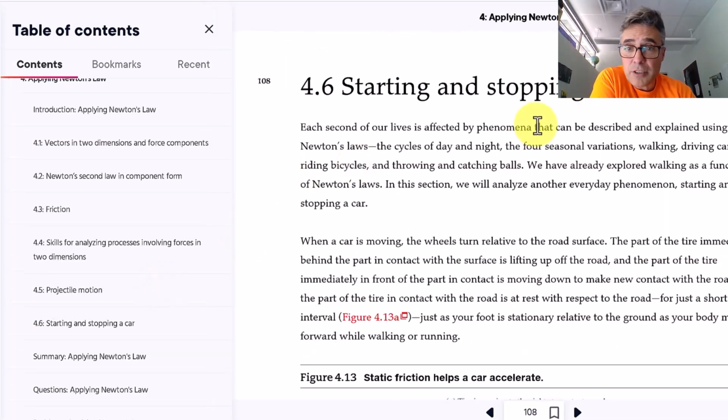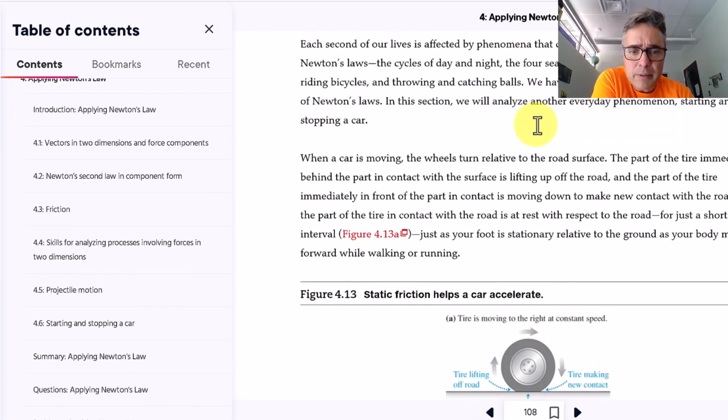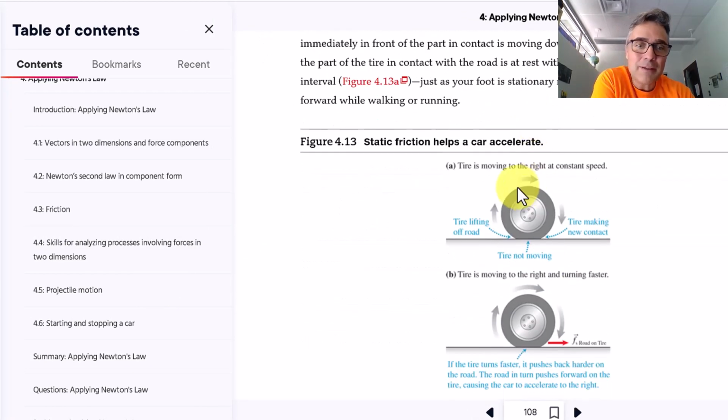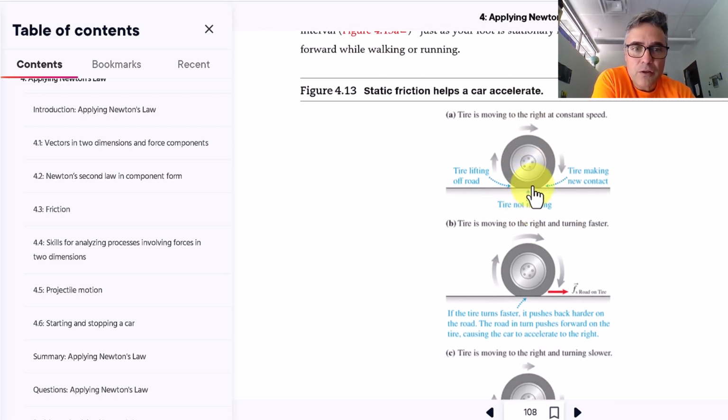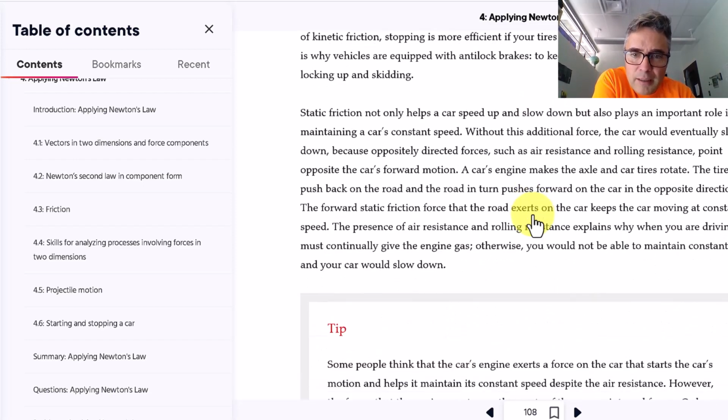And the last section, 4.6 from Chapter 4, is called Starting and Stopping a Car. It's all about this whole thing about rolling without slipping. So she makes this argument that right at the very bottom of the wheel, even if the car is going along, the bottom part of the tire where it touches the ground is not moving.